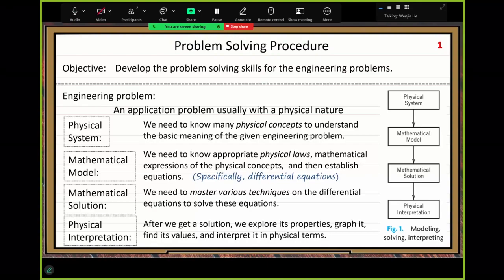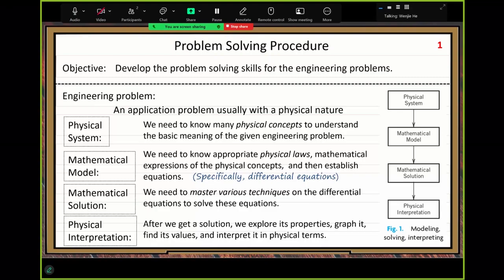So this is the general procedure description, just to give you an idea. When you need to solve a word problem with engineering background, typically you need to go through these 4 steps.